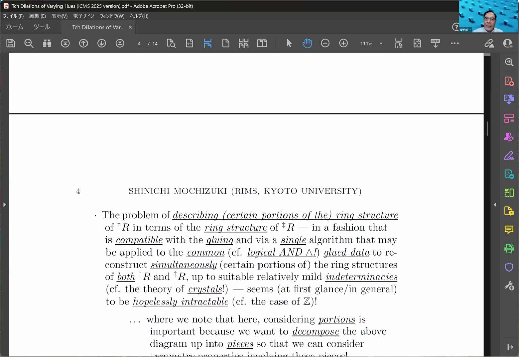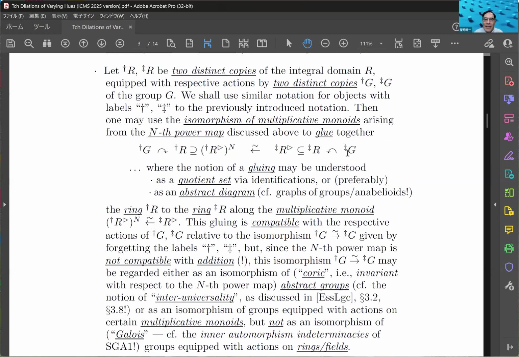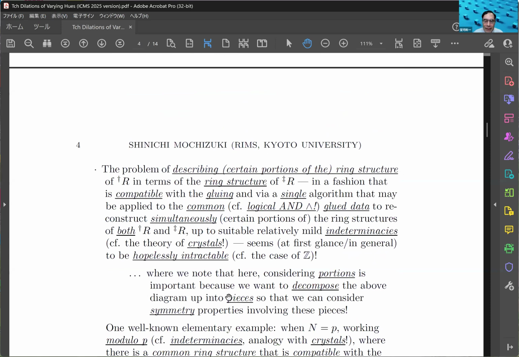And this can only be done by decomposing this diagram into pieces. And so if you don't decompose into pieces, it looks as though you can just always think of G as one rigid copy of G. But once you decompose the diagram into independent pieces, so for instance, one independent piece is this common glued together portion where you no longer have a ring structure, you just have an abstract monoid structure. And so the point is that one wants to consider symmetry properties, and this can only be done by decomposition into pieces, and so then you need to think of the two copies of G as being distinct.